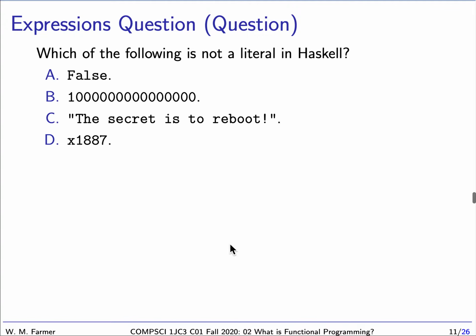So here's a question about expressions. Which of the following is not a literal in Haskell? And we have false, we have 1 with a whole bunch of zeros after it. We have "the secret is to reboot!" in between double quotes, and we have X followed by 1887. So one of these is not a literal. And remember, a literal is an expression whose form literally tells you its value. So you can stop here, take a few minutes, think about the answer.